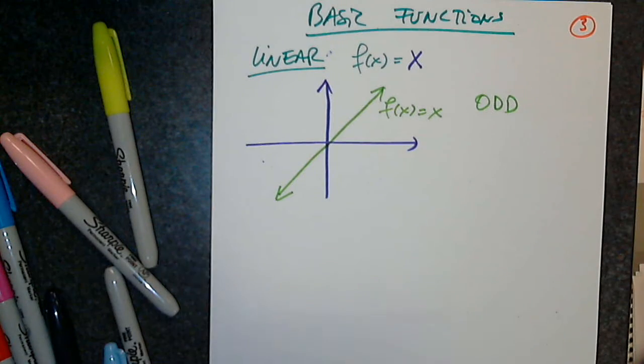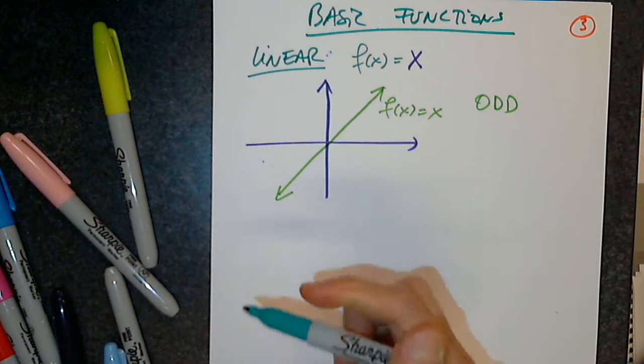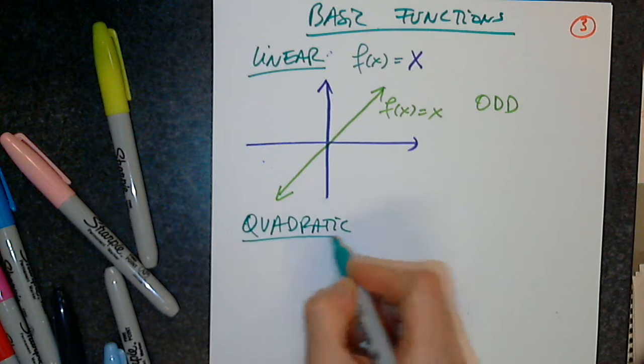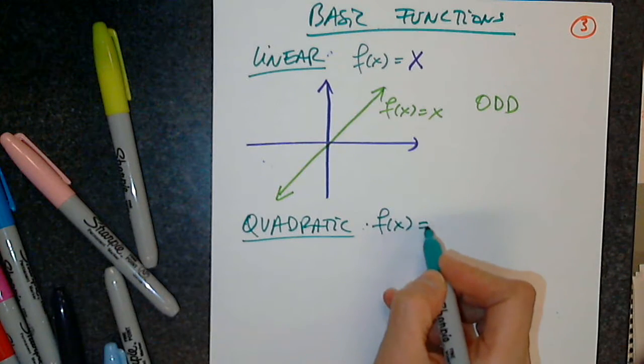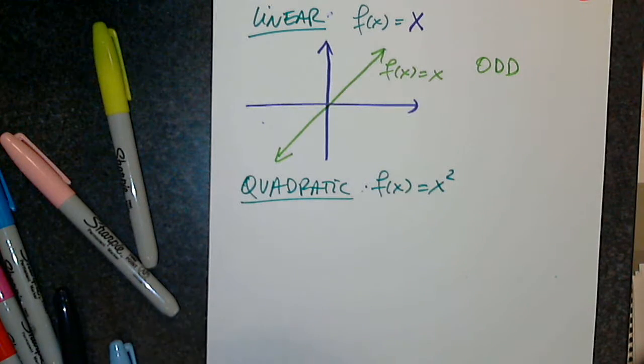Very good. I would like to get the simplest possible quadratic function. Simplest on the planet. F of x equals x squared. There is no simpler quadratic function than this one. Very good. Okay, so let's graph it.